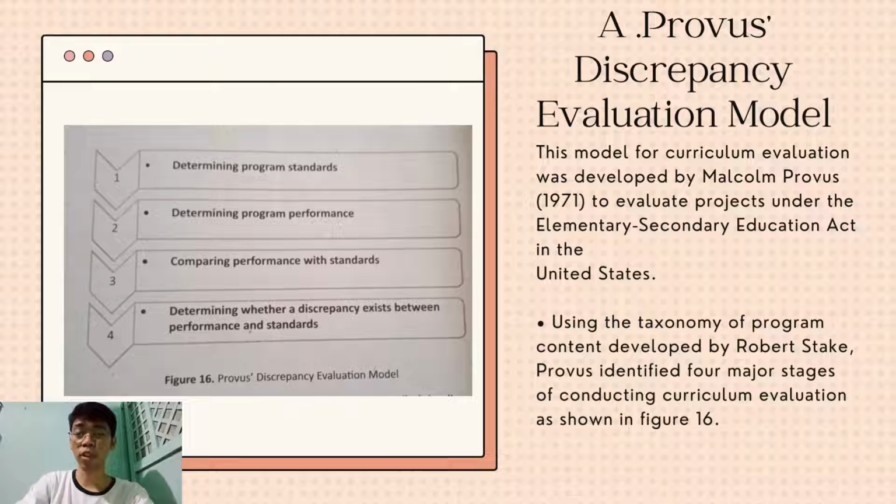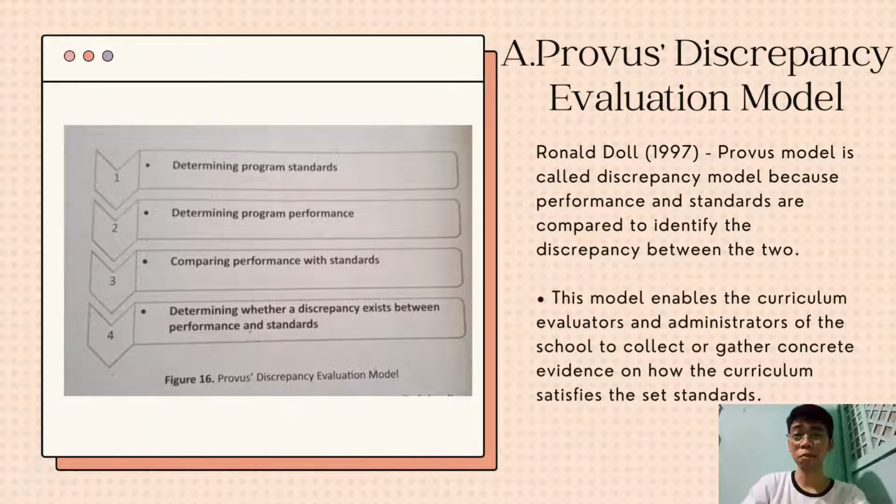Using the taxonomy of program content developed by Robert Stake, Provus identified four major stages of conducting curriculum evaluation as shown in figure 16. These are determining program standards, determining program performance, comparing performance with standards, and determining whether a discrepancy exists between performance and standards. Based on Ronald Doll, it's called discrepancy because performance and standards are compared. Here, school evaluators and administrators gather information on how curriculum meets the standards.